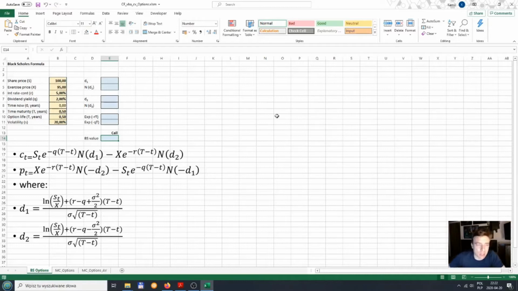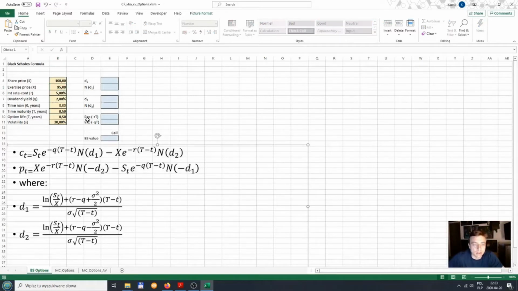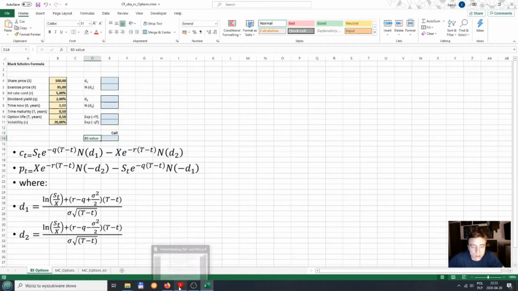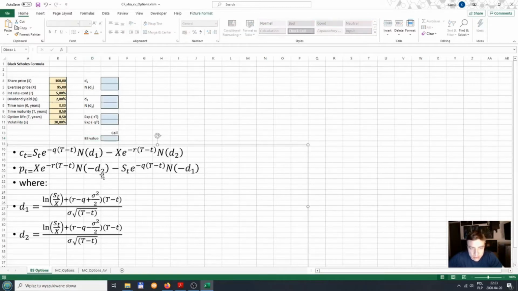We have some exercise price that we will use. We have other assumptions needed in order to make evaluation of this option, and we'll start with valuation in the most famous, most well known, and one of the simplest models. So it would be Black-Scholes-Merton model.